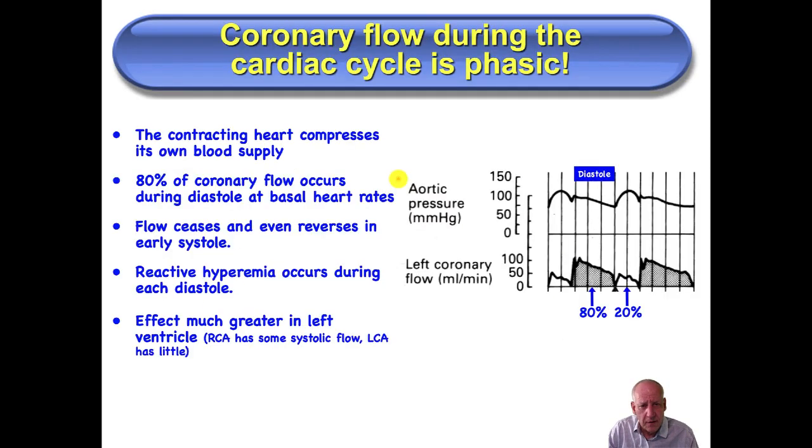So to recap, the contracting heart compresses its own blood supply, extravascular compression. The left ventricle receives 80% of its coronary flow during diastole. Coronary flow to the left ventricle can even stop during systole, and the resulting energy debt accumulated during systole can be repaid during diastole by the phenomenon of reactive hyperemia. This extravascular compression is much greater in the left ventricle than in the right, which has far lower pressures.